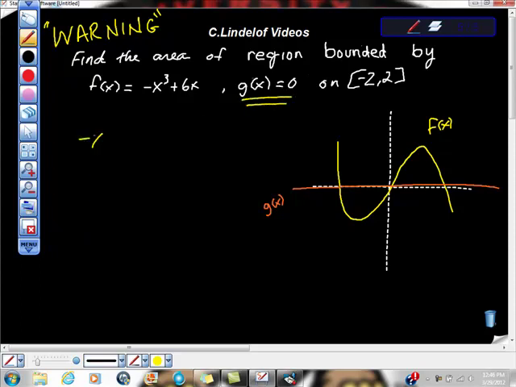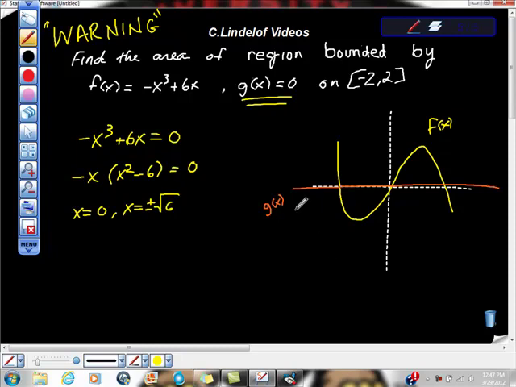If we set that up, negative x cubed plus 6x equals 0, and we solve, we get negative x times x squared minus 6 equals 0. x is equal to 0, x is equal to plus or minus square root of 6. So here are these intersections that we have. One of the questions is, do we have to deal with all of them? And remember that we're interested in this interval right here.